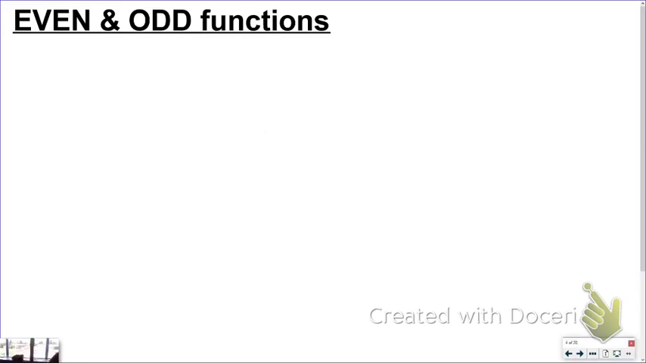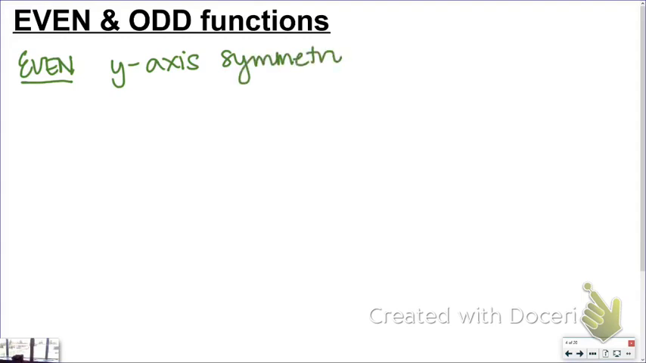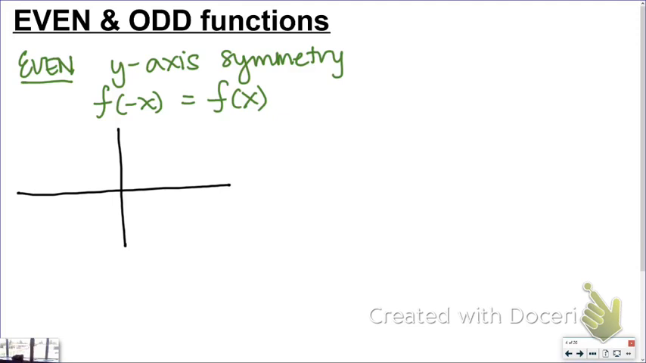Okay, even and odd functions. Just a little refresher on even and odd functions. So an even function is a function like cosine. An even function has y-axis symmetry. And for an even function, f of negative x is equal to f of x. Okay, so let me use cosine as an example. I'll draw a picture.